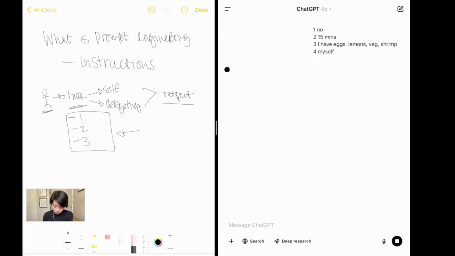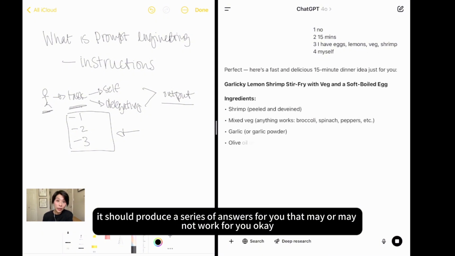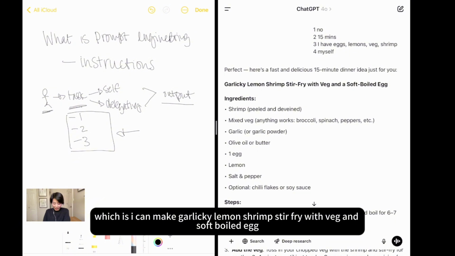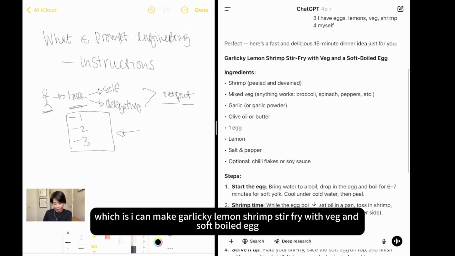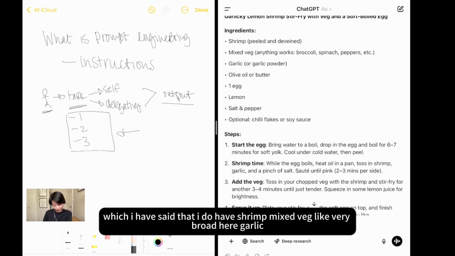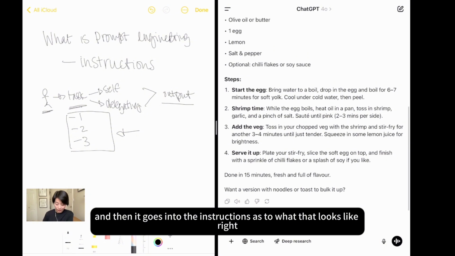It should produce a series of answers for you that may or may not work for you. Based on that, it now says that I can make garlicky lemon shrimp stir fry with veg and soft boiled egg, which is actually pretty decent. The ingredients are these, which I have said that I do have: shrimp, mixed veg, very broad here, garlic, which I don't have, olive oil, an egg, lemon, salt, and pepper. And then it goes into the instructions as to what that looks like.